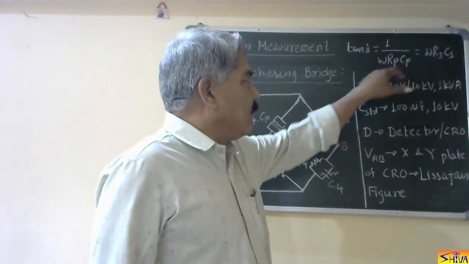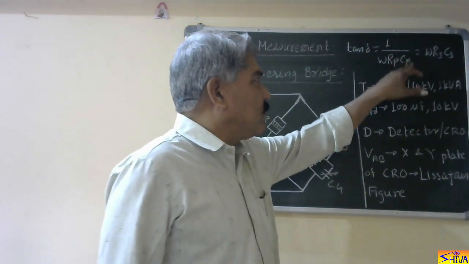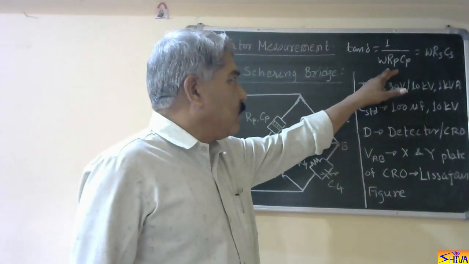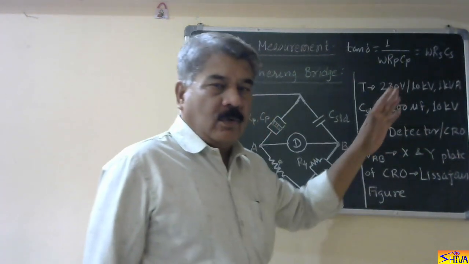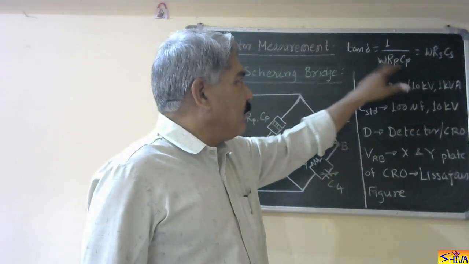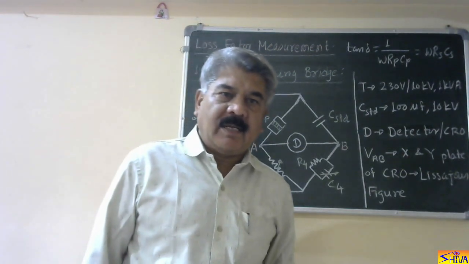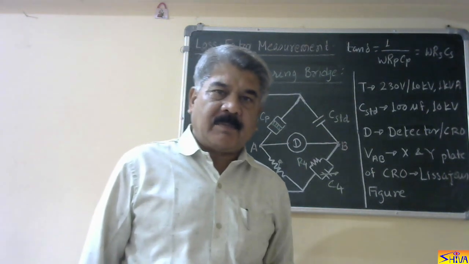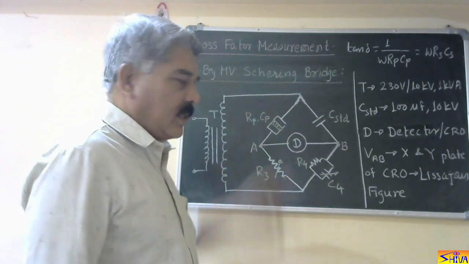We can represent the insulation by either of these two combinations and find tan delta by either of them. So when we find the loss factor, we need to determine Rp, Cp or Rs and Cs. In this method, we have to determine Rp, Cp and tan delta, or Rs, Cs and tan delta. Again, there are two methods for determining the loss factor. First is the high voltage Schering bridge and second is the transformer ratio arm bridge. First I am explaining the high voltage Schering bridge.